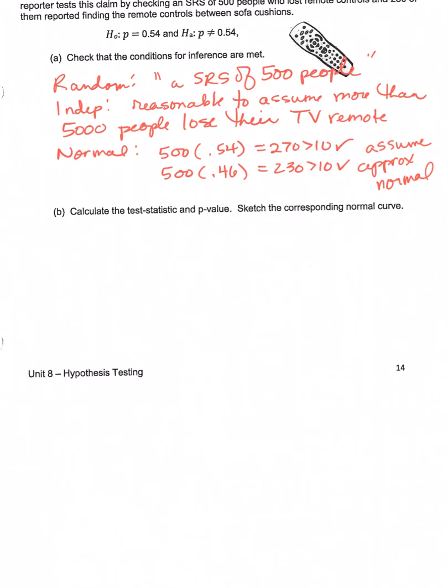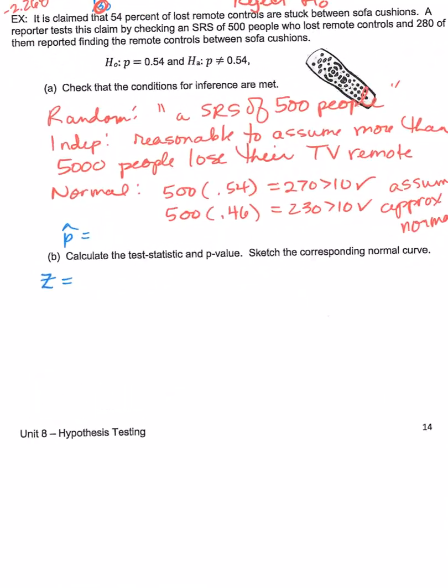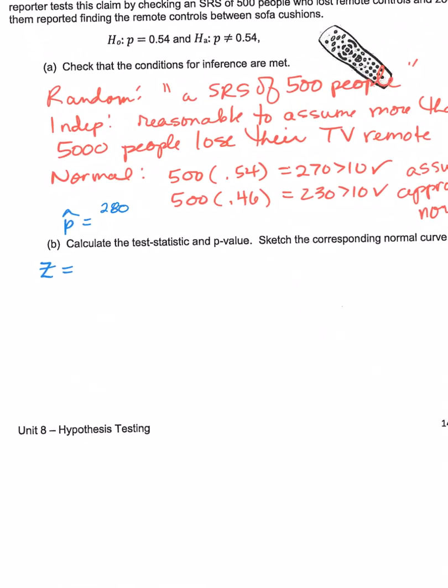So let's calculate our test statistic here. That would be a z-score, wouldn't it? So we need to find p hat. So what is p hat? 280 over 500. Yep, we've got 280 people out of 500, which is 0.56. So we have 0.56 minus 0.54, right? And divided by the square root of 0.54 times 0.46 over 500.